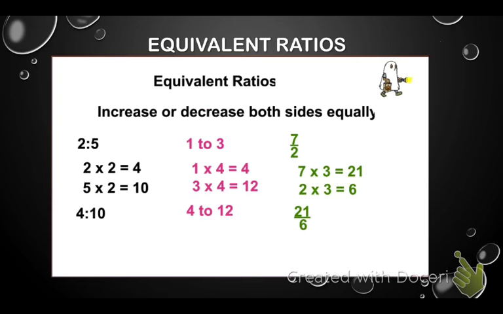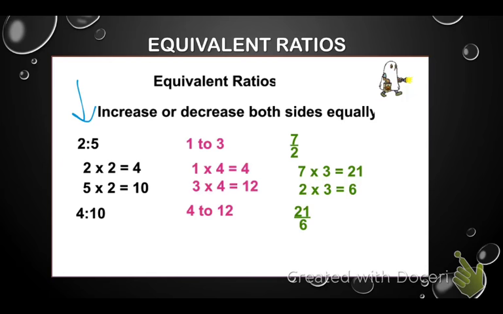Let's get moving. Equivalent ratios. Simply put, you increase or decrease both sides equally. This is not your example, just to let you know. If you see this one right here, we have 2 to 5, or 2/5, either one, if you want to think about it as a fraction. Remember, we can write it in 3 ways. If you multiplied both of those terms by 2, you would get 4/10. Those are showing the same thing because they are equivalent, just like equivalent fractions.